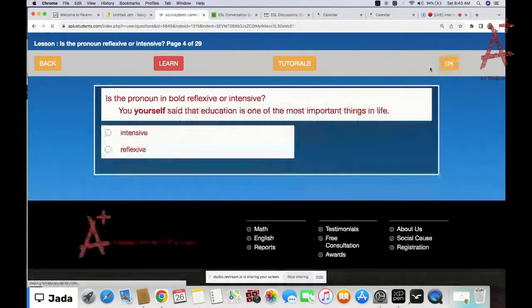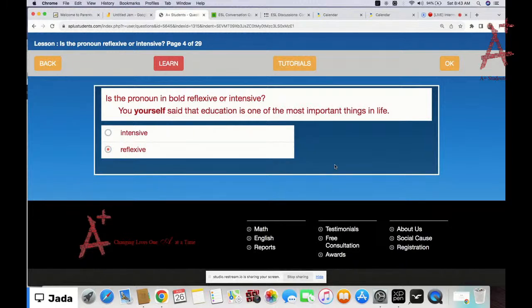Okay? So now you yourself said that education is one of the most important things in life. So are you gonna say you herself, you him, you she, you her? Okay, what do you think? You yourself. Is this gonna make sense? You yourself said that education is one of the most important things in life. If you say reflexive, is there anything that you can put as the reflexive to make sense, or is this also intensive?